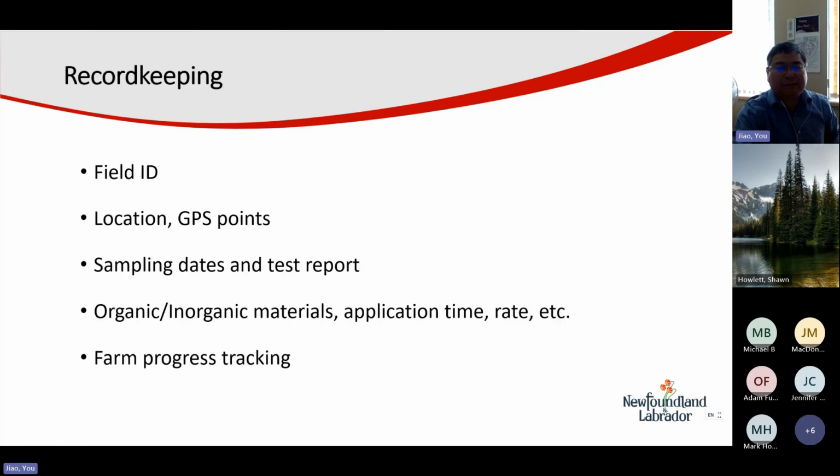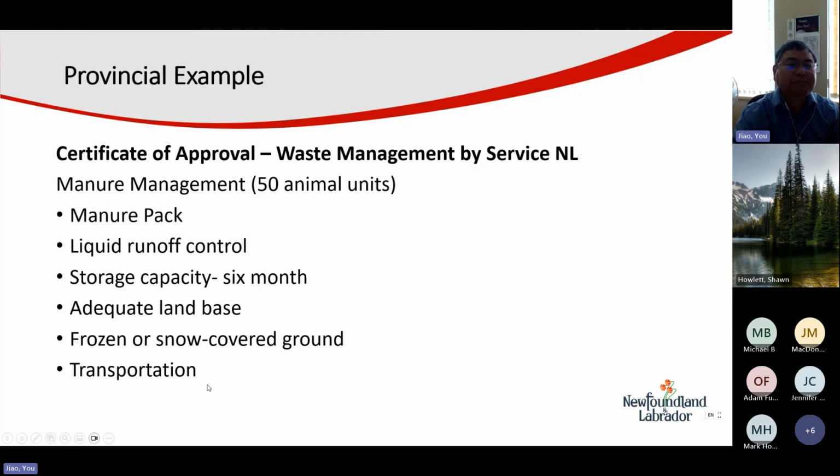Record keeping is something you record: the field ID, your nutrient management plan for that specific field, and the location GPS point. If you don't have a GPS unit, a smartphone is fine if you have cellular data coverage. Also record the sampling date, test report, and organic and inorganic material application time and rate. Just put in the detail, the record keeping, and farm progress tracking.